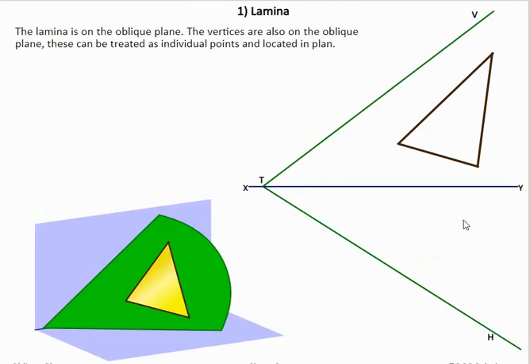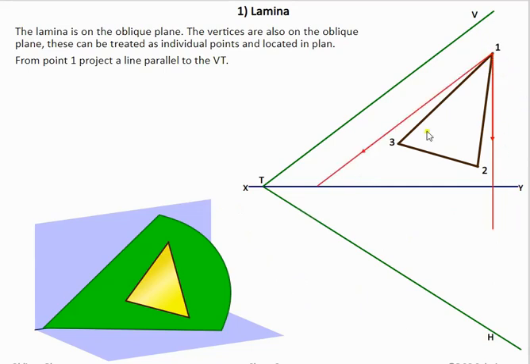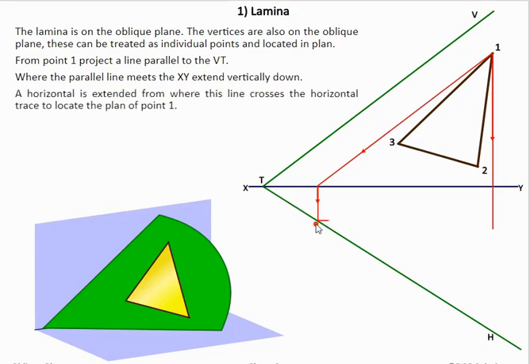Now in this question we're going to introduce laminas. So what we have in this case is a lamina in elevation, and we need to draw what it looks like in plan. Basically we have 3 points here. The first thing is we'll start off with each point individually. So we start off with point 1, bring point 1 down, and then bring it down parallel to VT. Then once we've brought it down parallel to VT, we drop it straight down onto the horizontal trace and then bring it across. That's point 1 now found in plan.